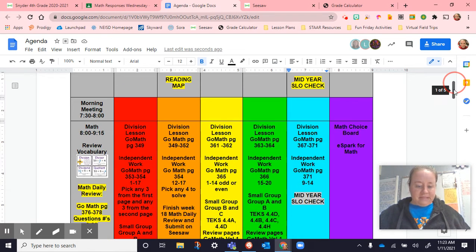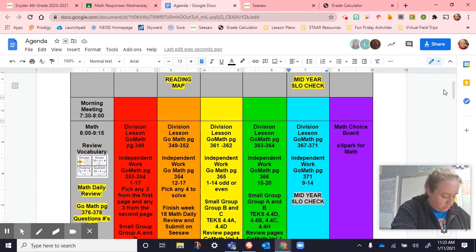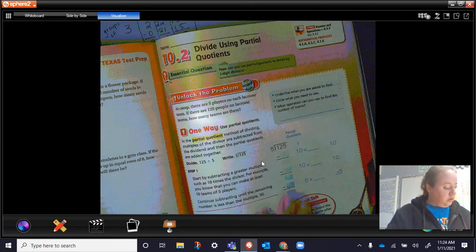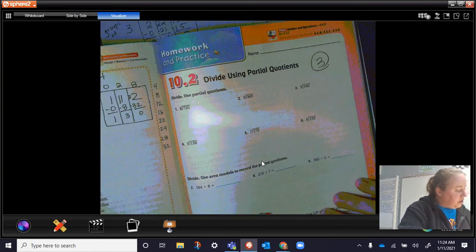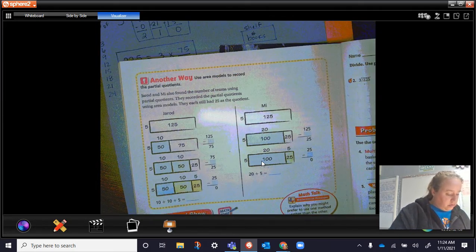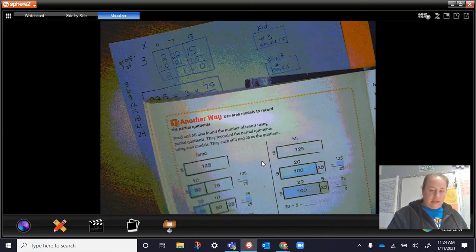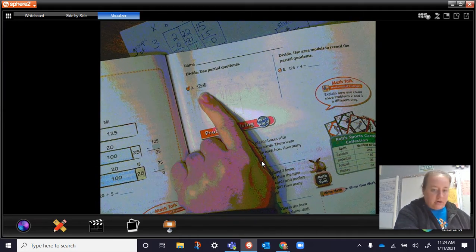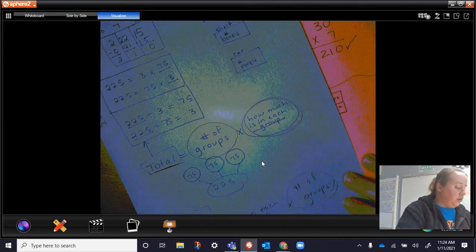So for math today, we started on section 349. If you open your books to page 349, this starts off, and let me go where we started here. Actually, I lied. We started with page 351, problem number 2. We started with just the algorithm, and then we went into a word problem.